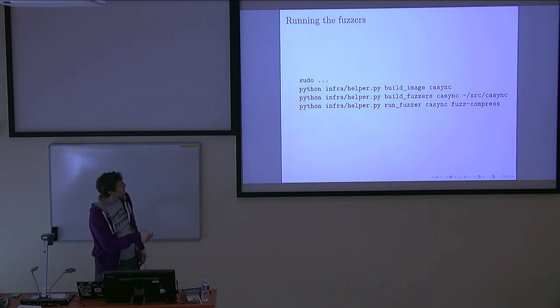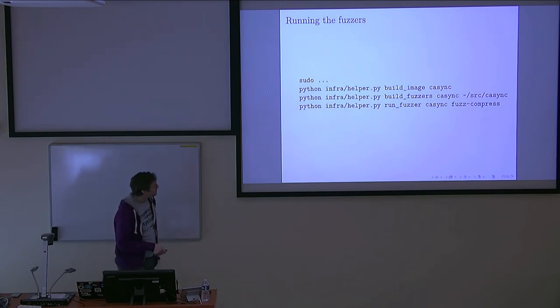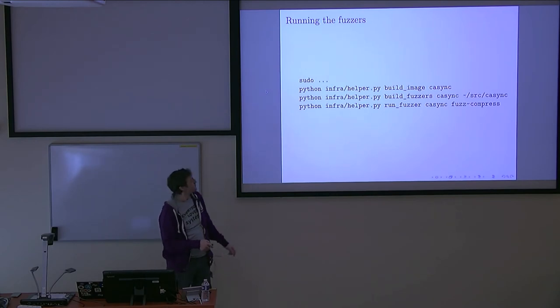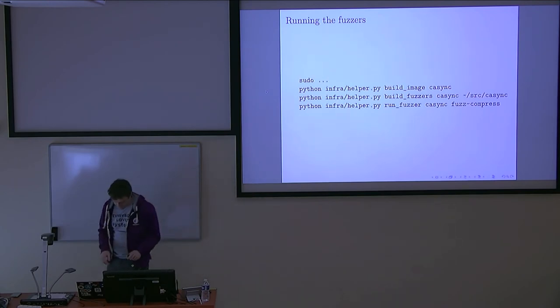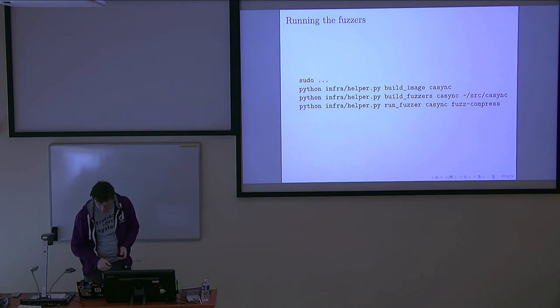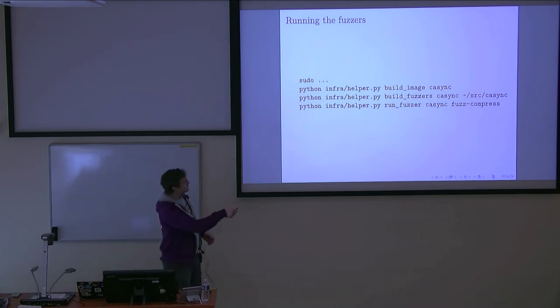So how does it work? We have a helper to call Docker for us: build the image, build the fuzzers, and then run the fuzzer and wait for it to crash. This part installs all the dependencies that were specified. This part calls our build target to build the fuzzers, and then this runs the binary.